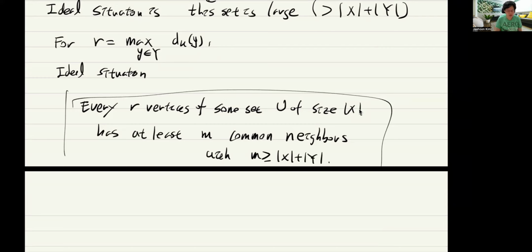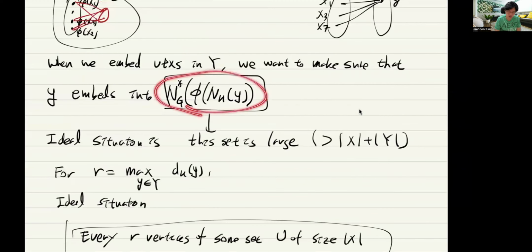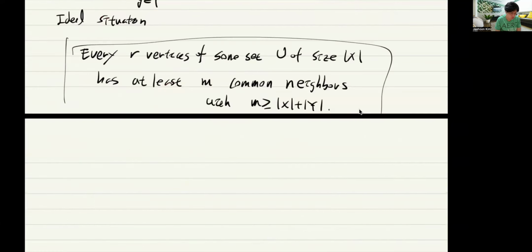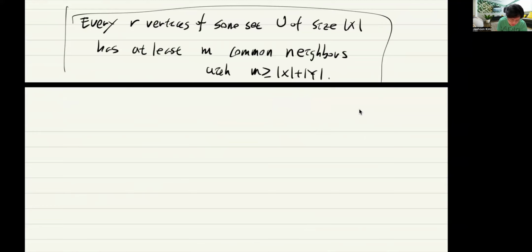In such a case, what can you do? You just embed the vertices in X into U. You just map all the vertices in X to U. And then you order the vertices in Y, and then one by one you embed into the corresponding set, the common neighborhood of the image of its neighbor. Then this will complete the embedding of H, and then you find a copy of H in your graph G.